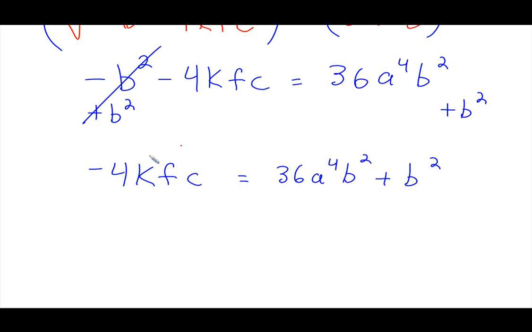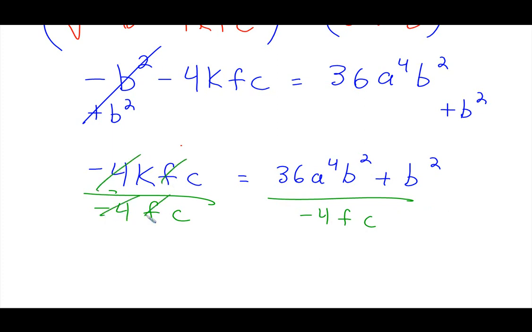Now on the left here, I'm trying to get k by itself. All of these terms are multiplying with each other. So if I just divide by negative 4fc on both sides, that'll get the k by itself for me. These divide out, the f, the c, so the k is by itself, which is what I want. And then on the right side, I'm left over with 36 a to the 4th b squared plus b squared divided by negative 4fc. Okay?